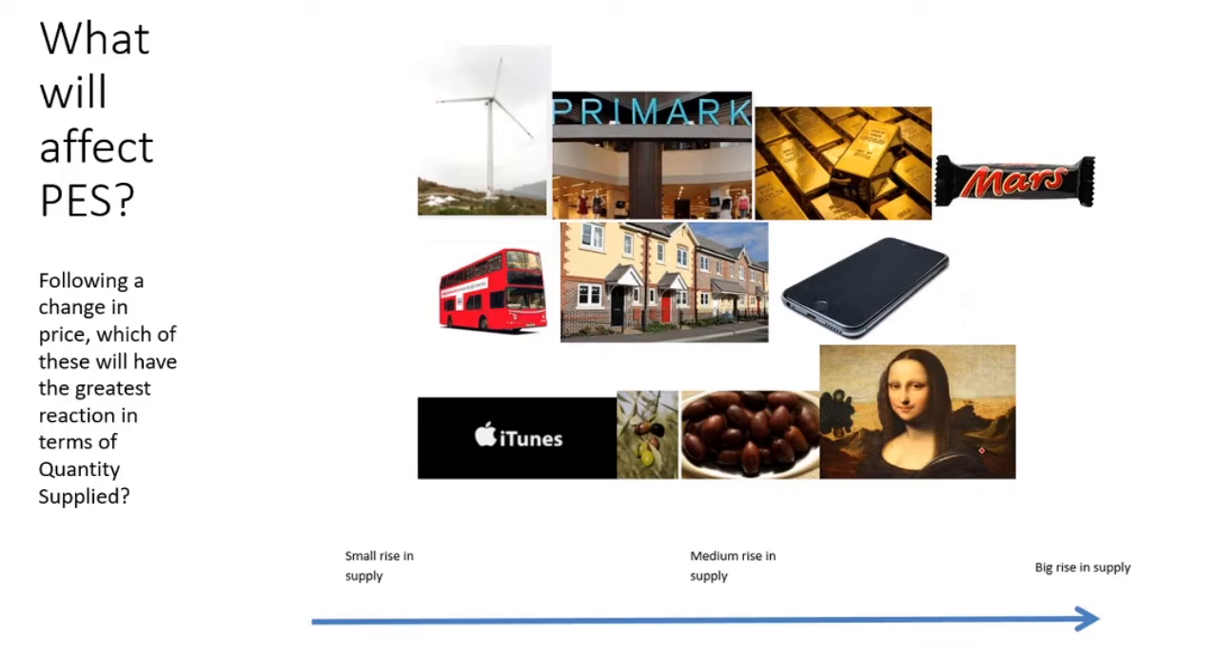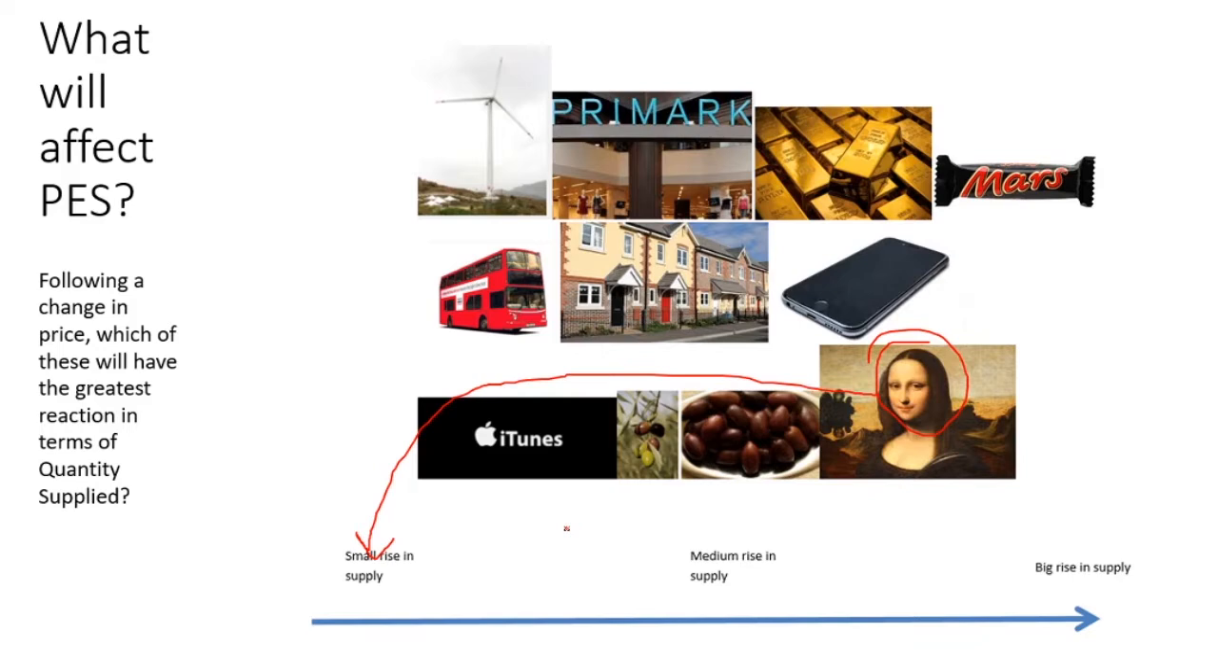I'll also go through a little bit about what assumptions I'm making here. I'm going to go from the smallest rise in supply to the largest rise in supply. So the first one is the Mona Lisa, right? There's one of them in the world, and so it doesn't really matter what the price is. There's just the one. So that one's going to be here. That's got the really small rise in supply, the Mona Lisa.